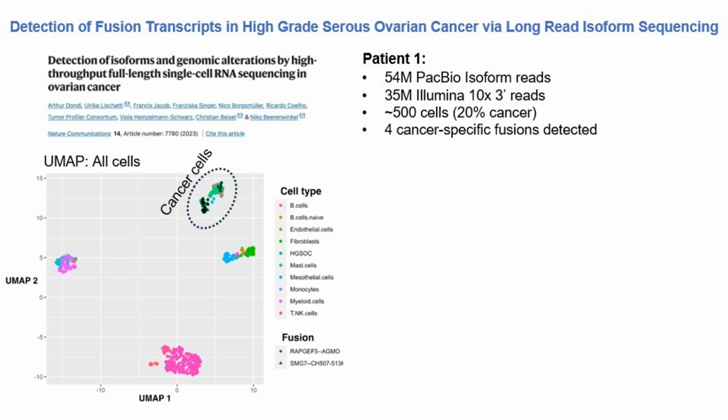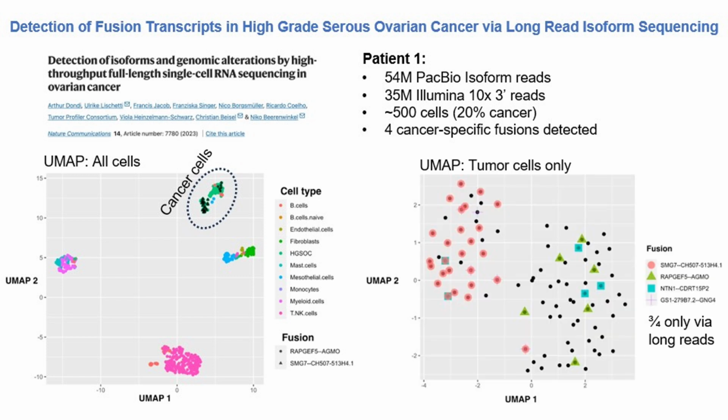Another data set corresponds to ovarian cancer, and this is with our collaborators. And here it's just one patient sample. We actually looked at a few different patient samples. We have 54 million PacBio Iso-Seq reads, 35 million Illumina, about 500 cells. There's 4 different cancer-specific fusions we detected.